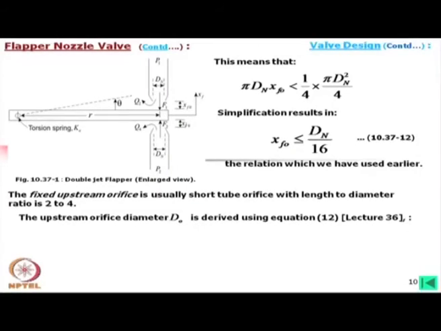In that case, we can imagine that for the orifice, within the tube there is a plate. In that plate, usually there is a hole, simply a drilled hole, and the ratio of the length to diameter is 2 to 4. If the diameter is 4 units, then the length is only 2 units. Say 2 millimeter thickness means at most a 4 millimeter diameter hole.